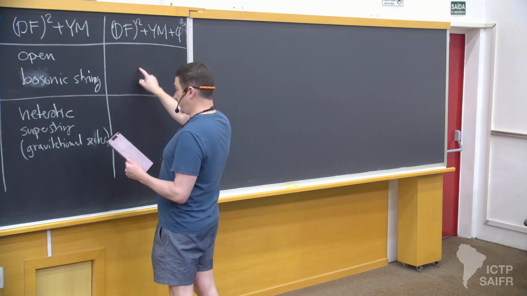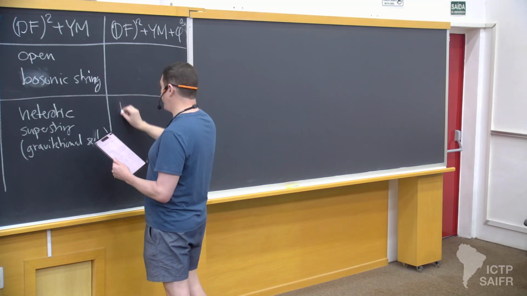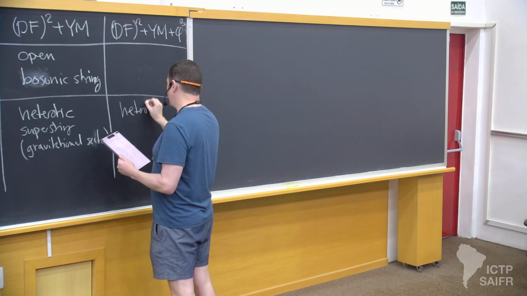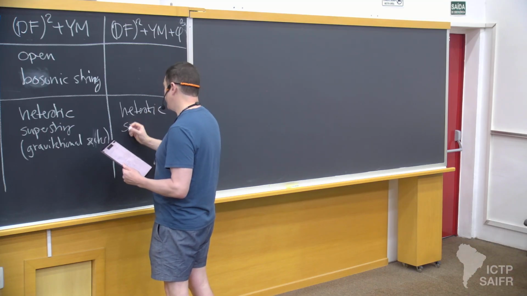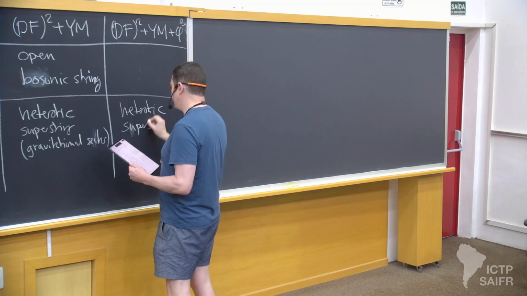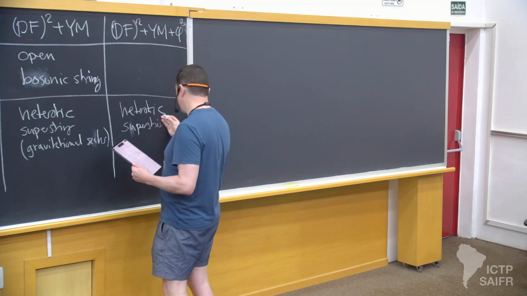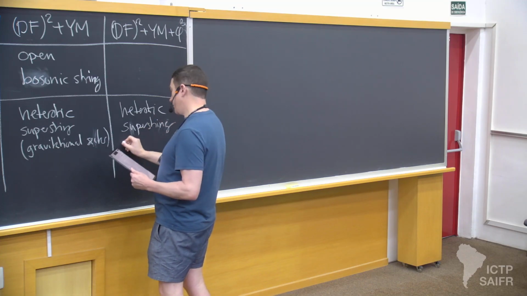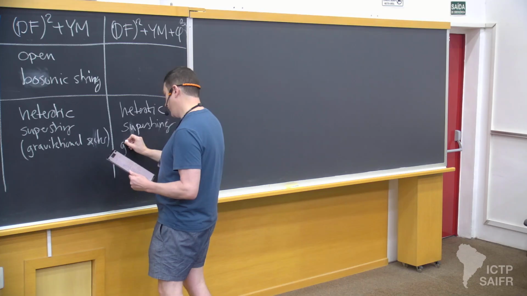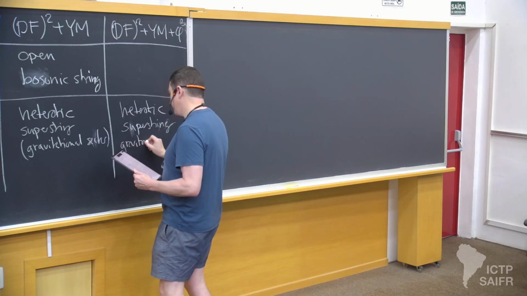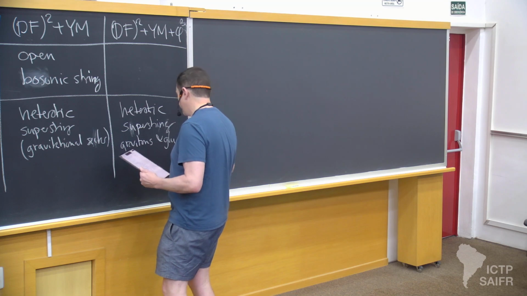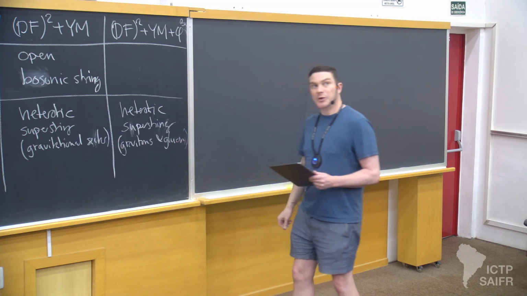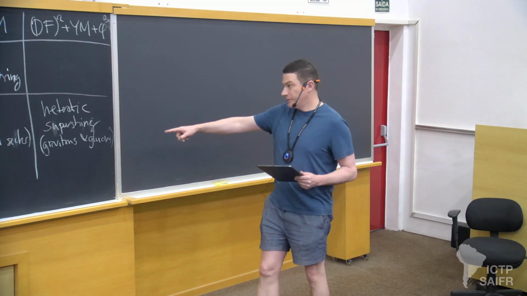However, if you do it here, what you get is heterotic superstring. But now you get gravitons and gluons. So now you get both the gauge boson and the gravitons.